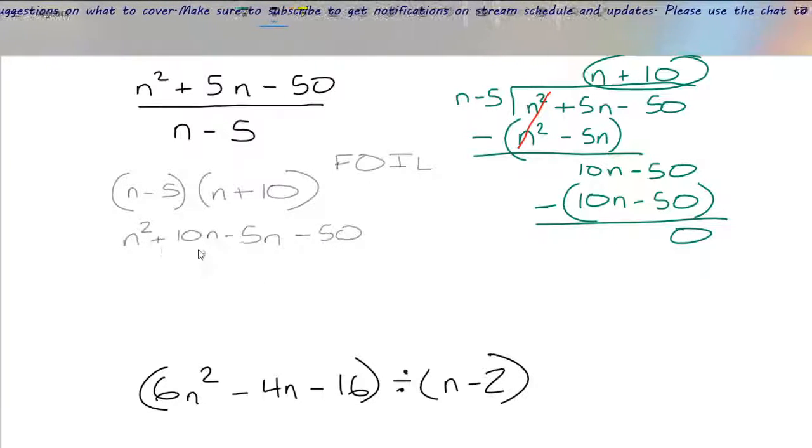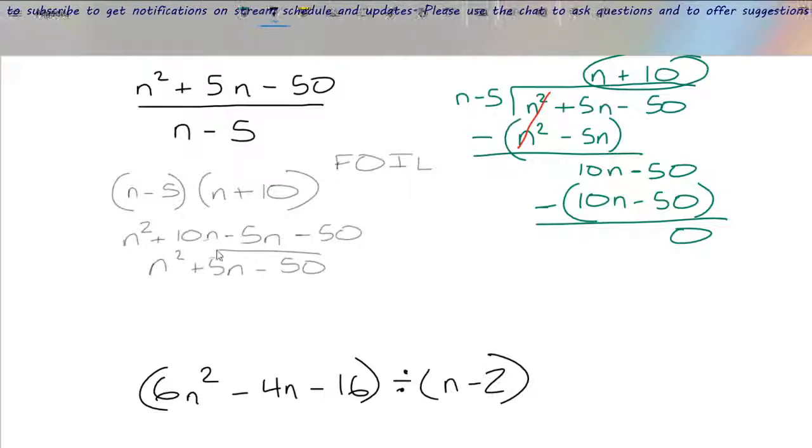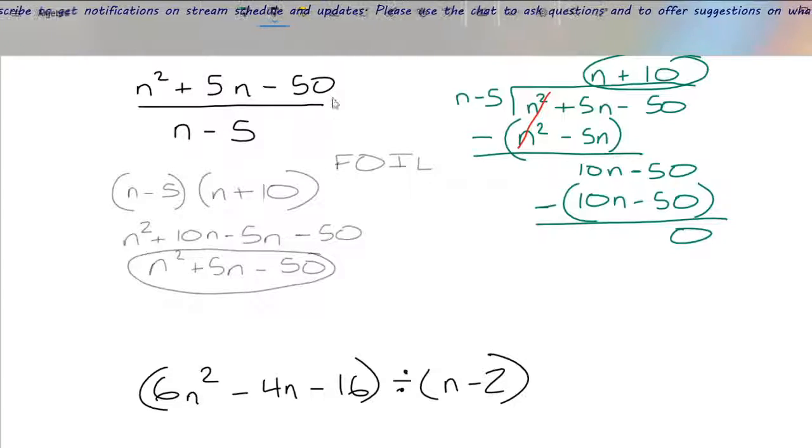Simplify. So the only thing that has the same degree that we can combine is right here, 10n minus 5n, which leaves us with 5n minus 50. And does this match up to this? It does, so our check was good. This is a check, just as a reference. So our check was good, so that means then our answer is good.